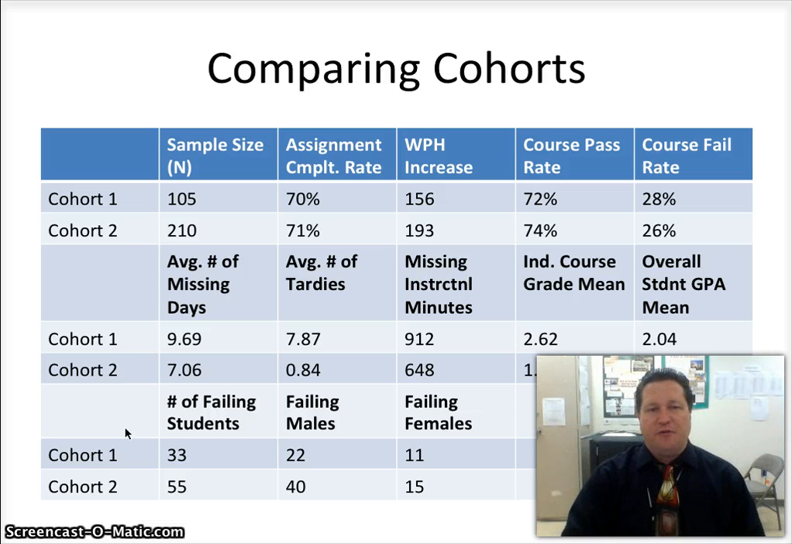So I did track other variables, the number of missing days, the number of tardies. What I really noticed is the number of failing students. In cohort 1, boys, males, were twice as likely to fail the class than females. In cohort 2, that jumped up to 3 times. So that, again, is something that concerned me, and there's a lot of stuff in the literature about how do you motivate boys to write, which we will talk about later.